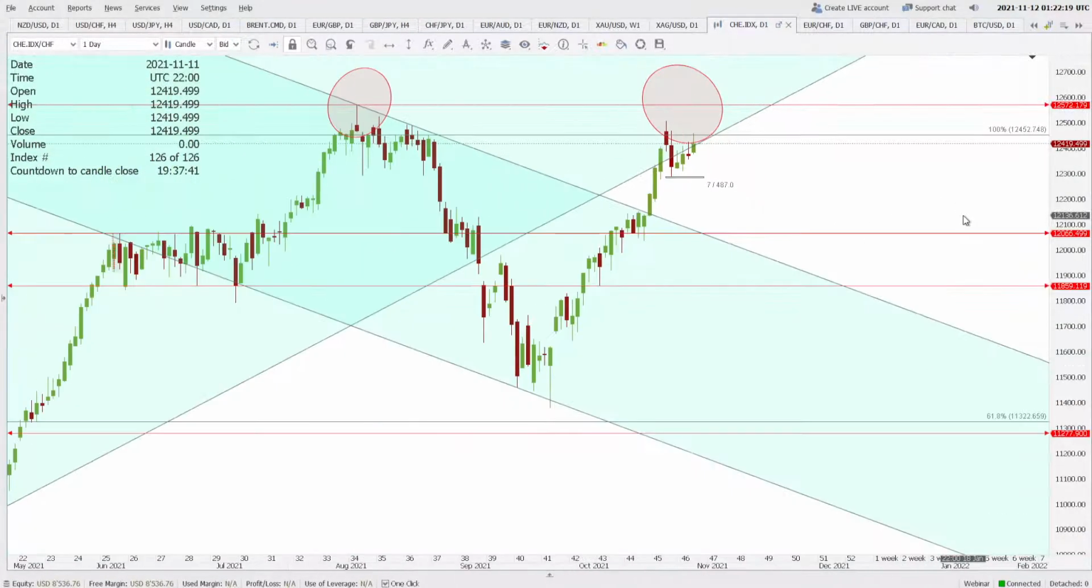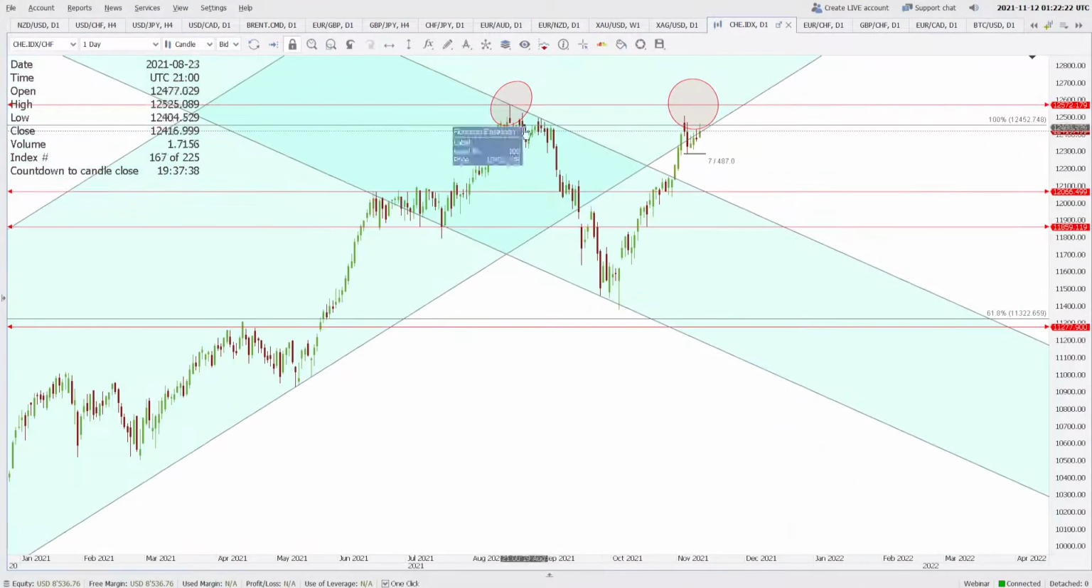On the higher time frames, we have this as the double top here, and a break of this low of 11,547 will confirm the double top breakdown.